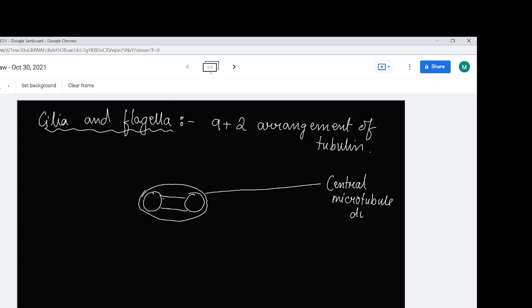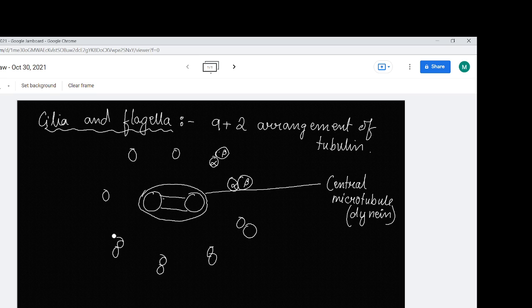The chemical composition is dynein. There are two tubulins, that's why it is called dynein. Then around it, there will be dimers of tubulin, and that also nine in number. So 1, 2, 3, 4, 5, 6, 7, 8 and 9, and they will be as dimers, alpha and beta. Suppose this is alpha, this is beta.